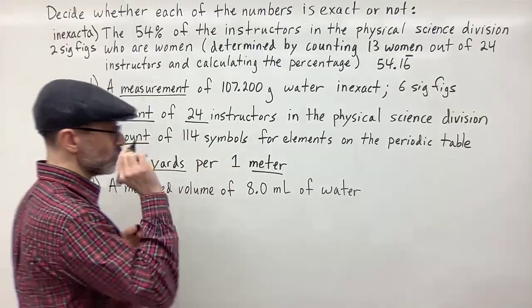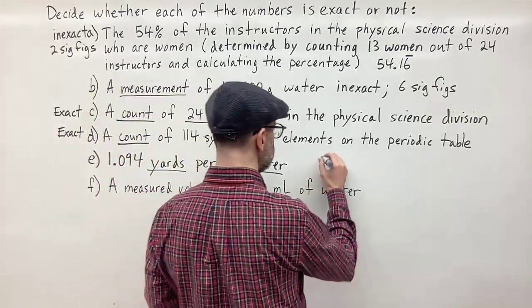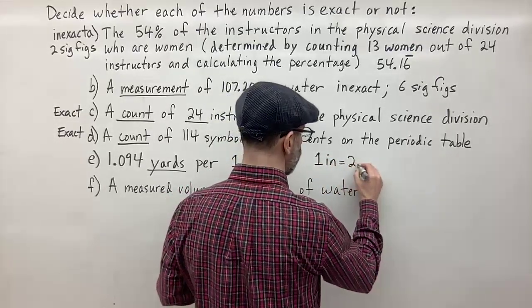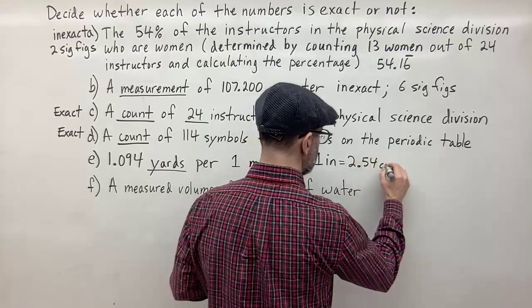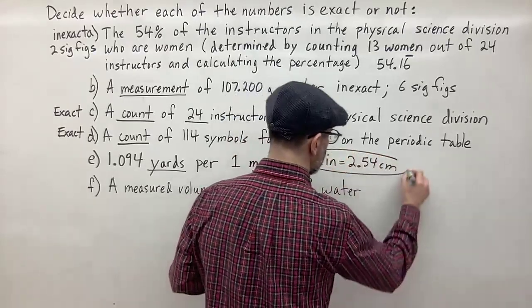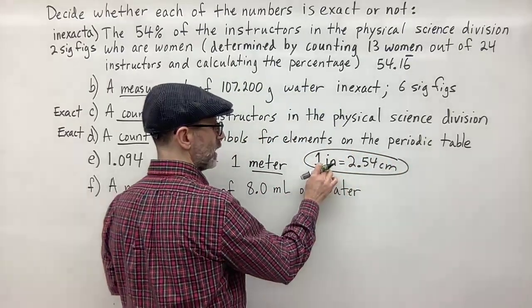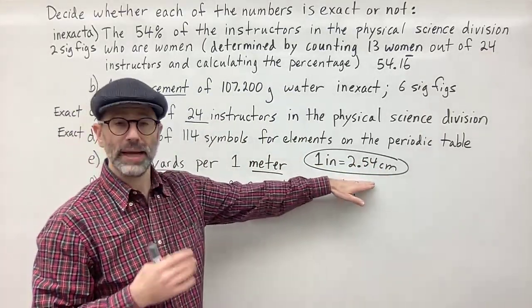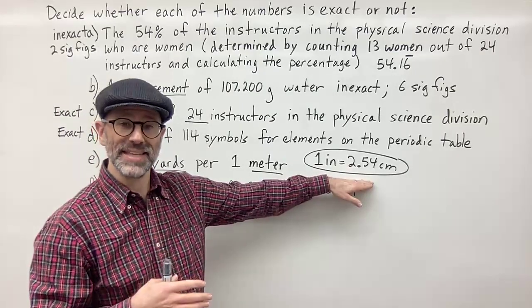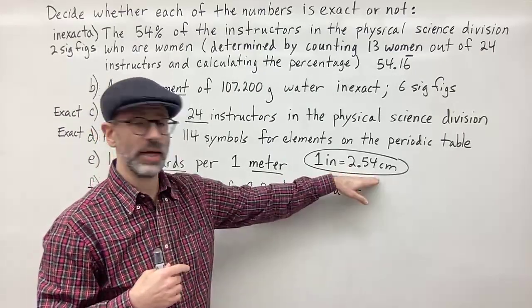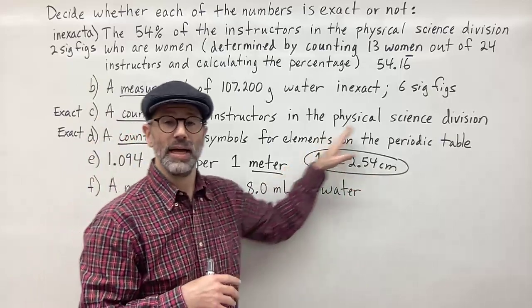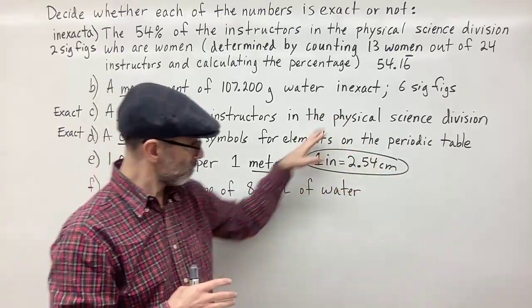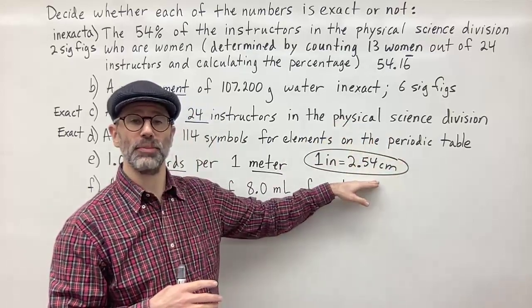So there is one exception. 1 inch is equal to 2.54 centimeters. We have the English unit inch and the metric unit centimeters. You might think that this would be inexact and therefore a measurement, but this is actually an exact relationship. This is true by definition. And this would be the only one that would be exact.